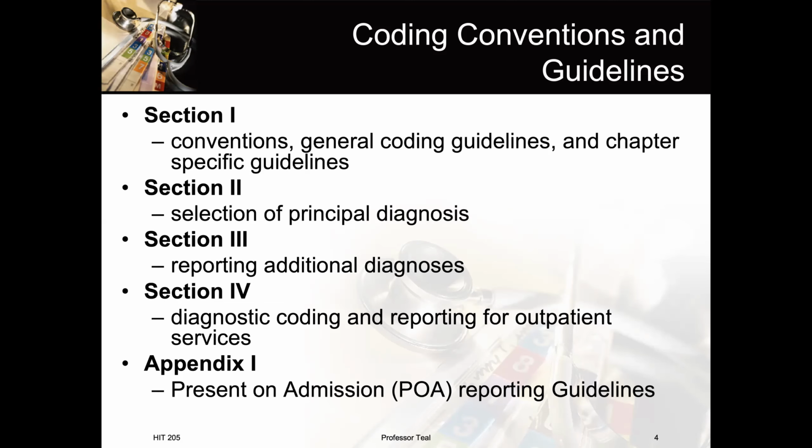Section 2 of the guidelines includes the selection of principal diagnosis for non-outpatient settings. So if you're coding for inpatients, it's very important that you understand the concept of principal diagnosis. Section 3 includes guidelines for reporting additional diagnoses in non-outpatient settings. So how do you determine what's the principal diagnosis? That's section 2. And then what you're allowed to code as additional diagnoses during that inpatient episode of care, that's going to be section 3. Section 4 is for your outpatient coding and reporting.